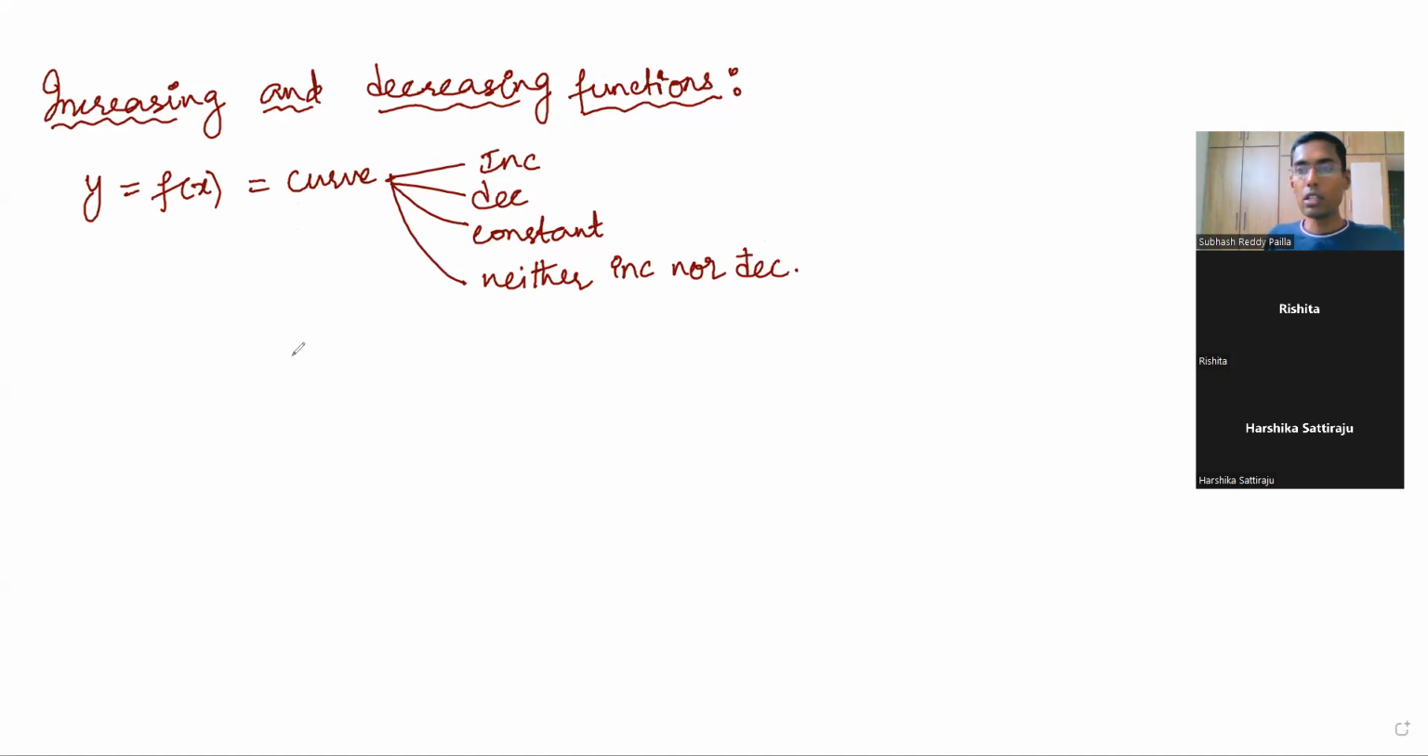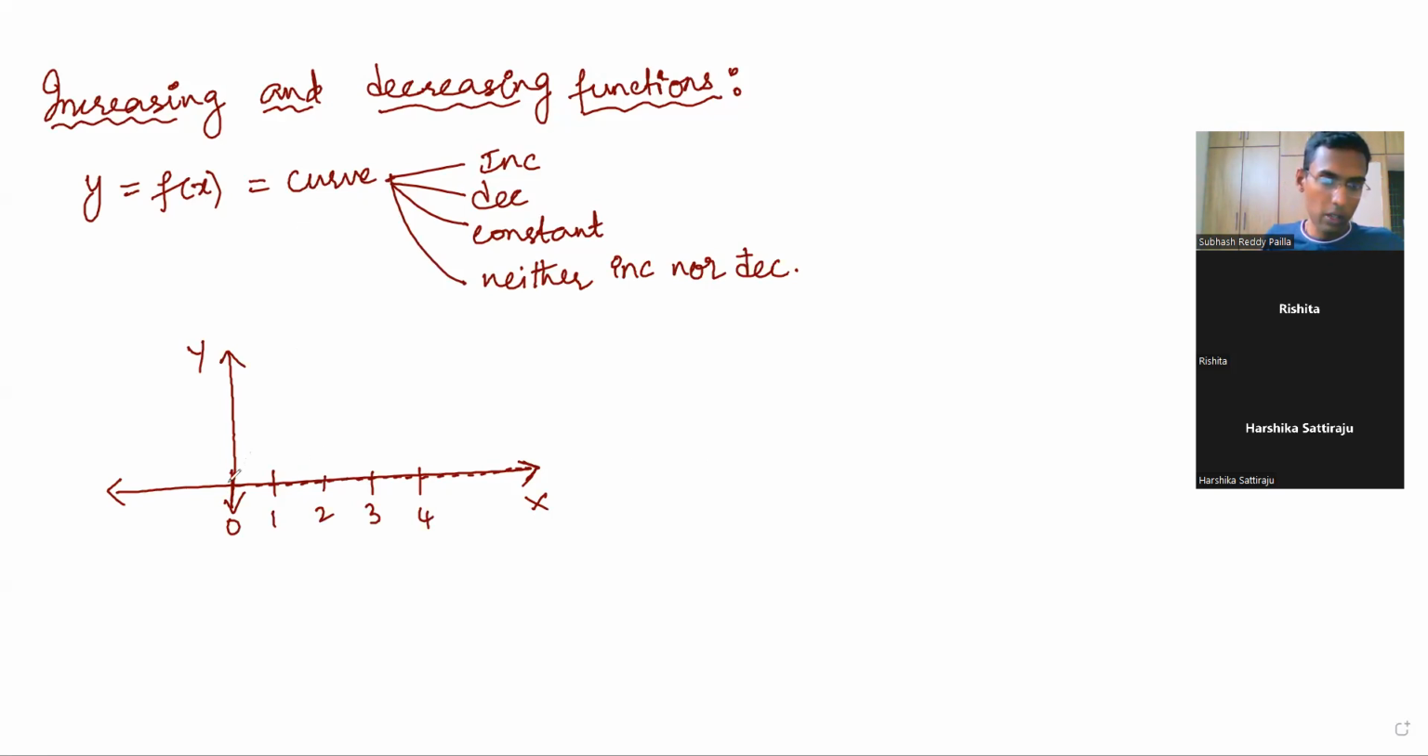As x values go on like this, let's say this is 0, the y-axis and the x-axis, with x values 1, 2, 3, 4. That means x is increasing. Now let's say the y value at 0 is here, at 1 it has come here, at 2 here, at 3 here, and at 4 it has come like this. It's going like this.